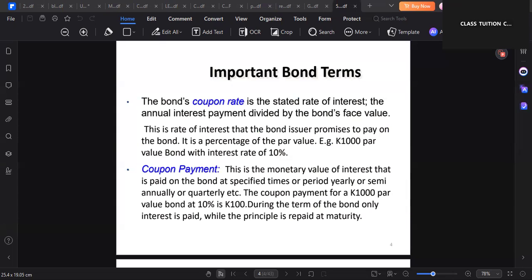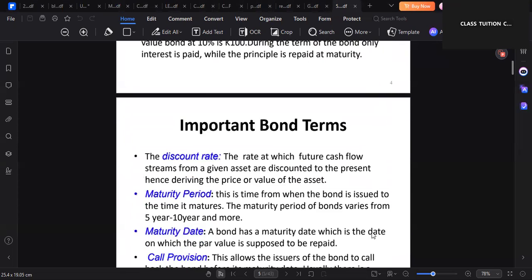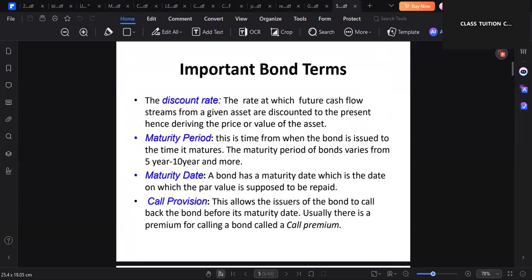Now let's look at some of the other key terminologies that we will need for this lesson. Number one, we're going to talk time and again about what a discount rate is. This is a rate used to bring the future cash flows back to the present. In other words, it helps us find the current value of the bond.